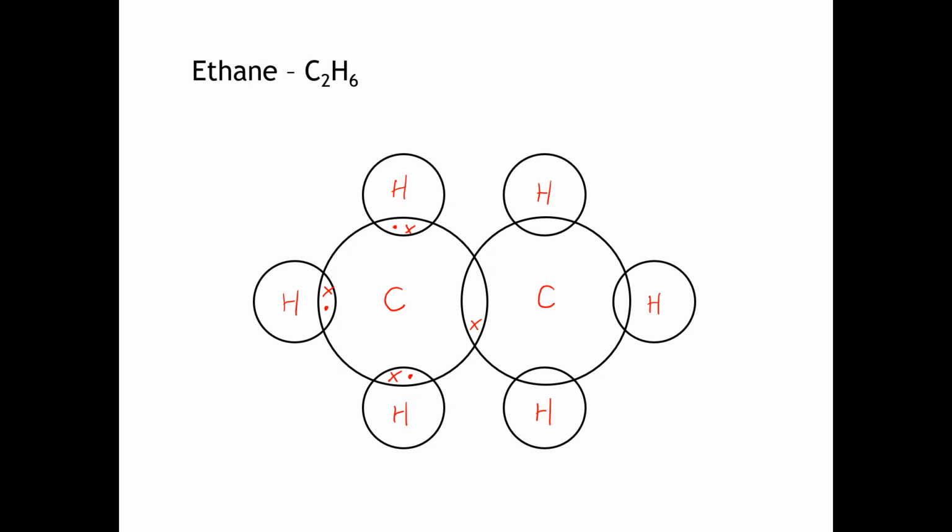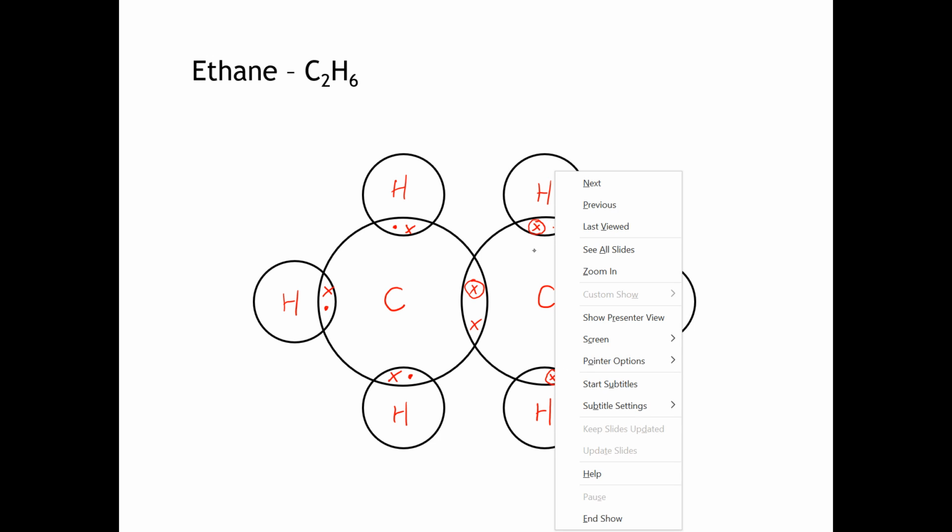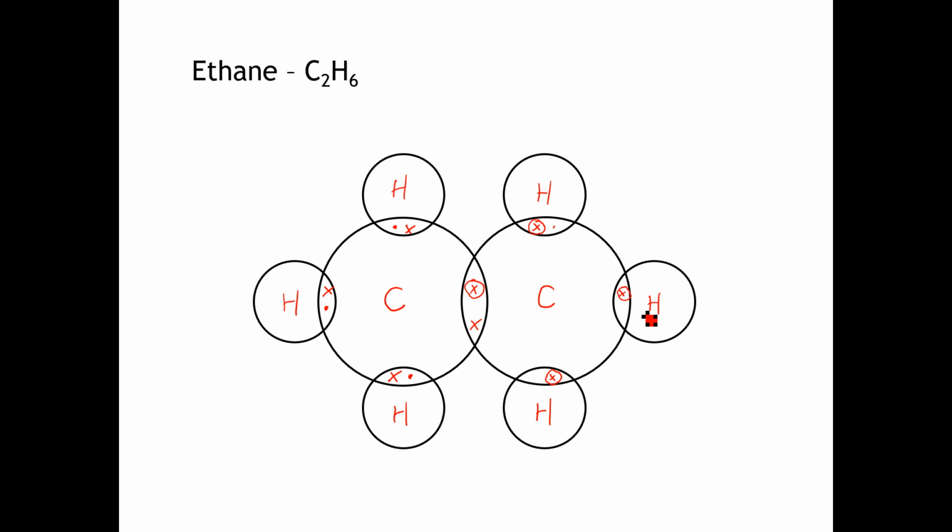Right, this other carbon is going to do something very similar. Now I'm going to draw those electrons for the second carbon atom like this, and hopefully you'll see why in a second. And then these hydrogens' electrons I'm going to draw as these dots. Right, what do we have? We have C2H6. Every single atom there has a full outer shell.